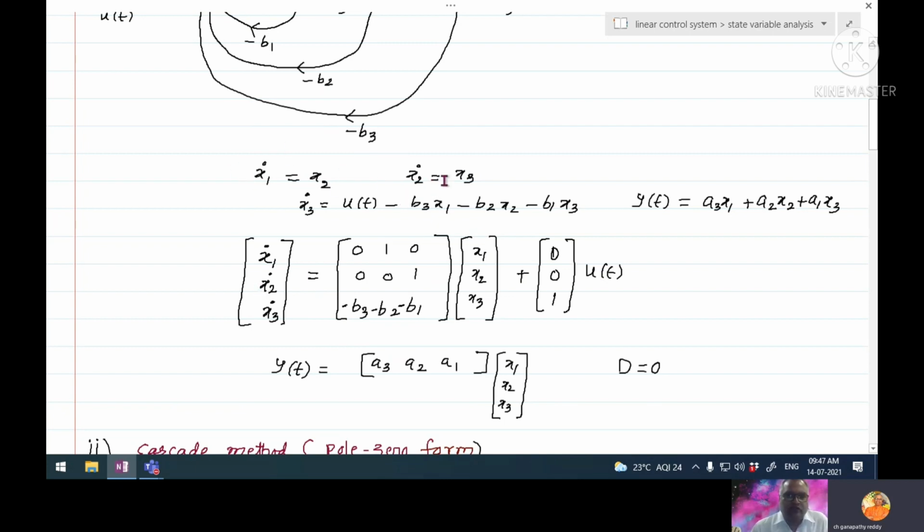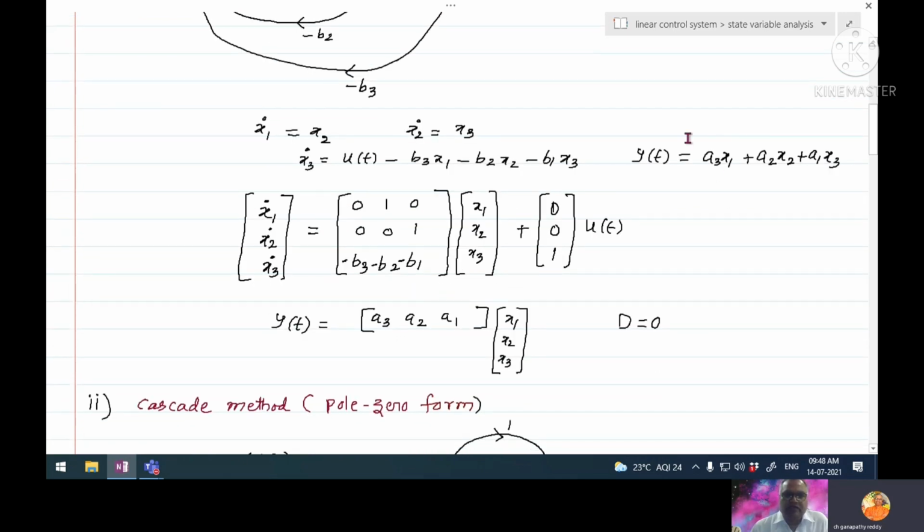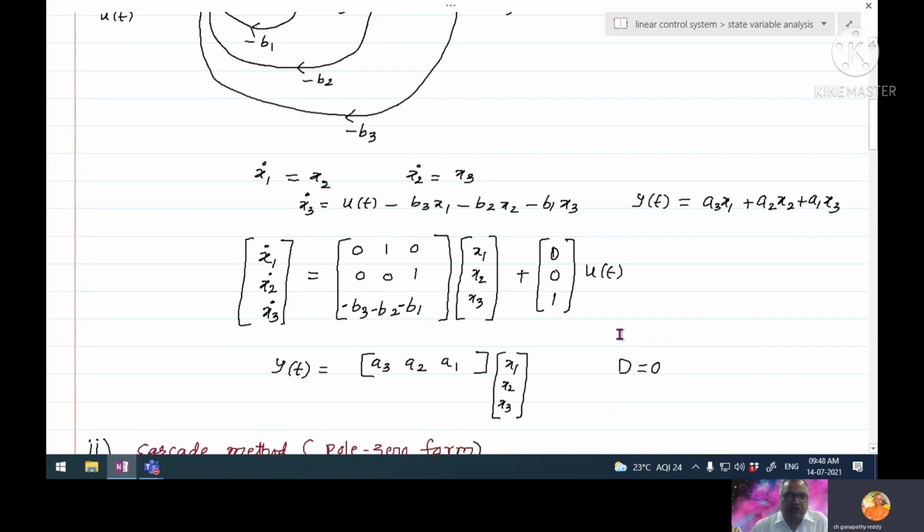Then x2 dot equal to x3 means I should write 0, 0, 1. Then 0 into u of t, 0. Then x3 dot: minus b3 x1 minus b2 x2 minus b1 x3, then u of t. So 1 into u of t. Okay. Similarly, y of t: a3 a2 a1 times x1 x2 x3. So D matrix is anyway 0.